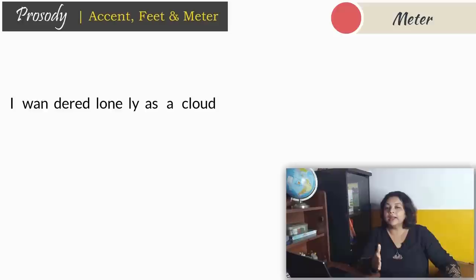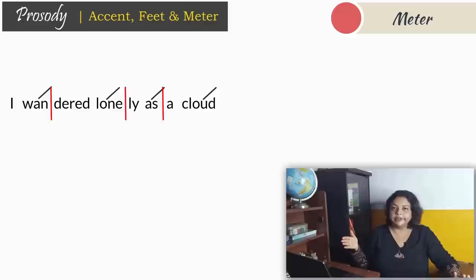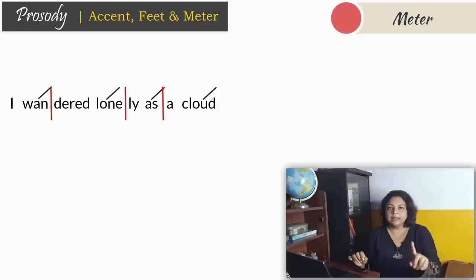Look at how the accent marks are placed, and a pattern is established based on which I have put some stroke marks to separate the different units of the line. So you're getting some separate units. Each unit has one accented syllable. This unit of two or more syllables which has one accent mark, this unit is called one foot.